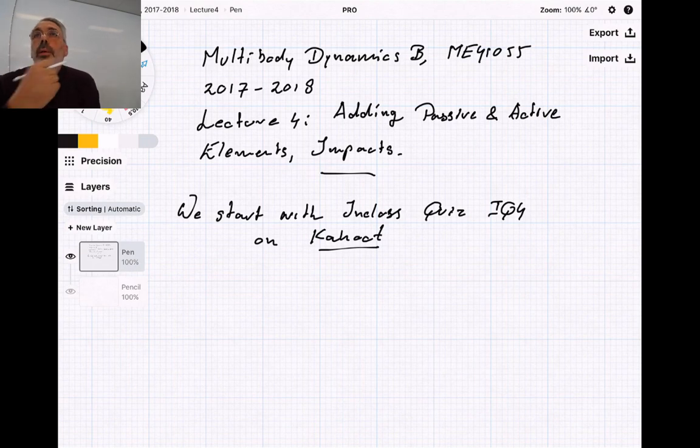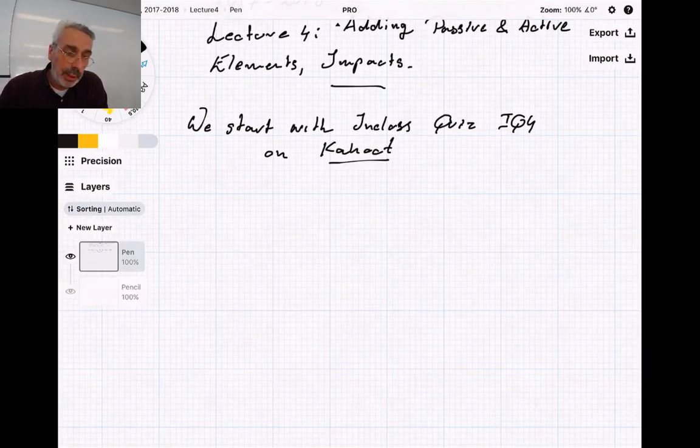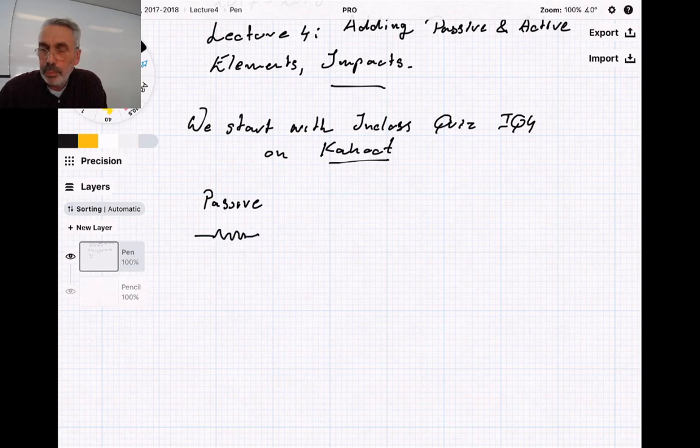Okay, so I'm going to add passive and active elements. First let me be clear, what do I mean by passive and active elements? For instance, a passive element, an example of that is something like a spring. So we can connect springs to our system. And if I think of an active element, then I think of things like motors.